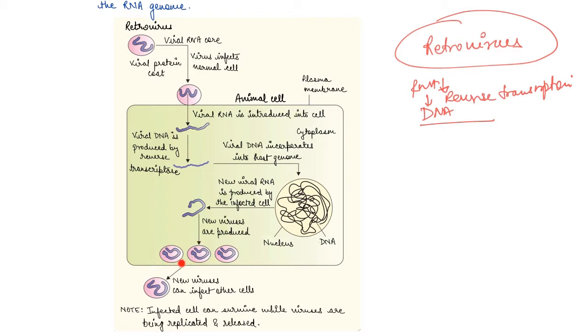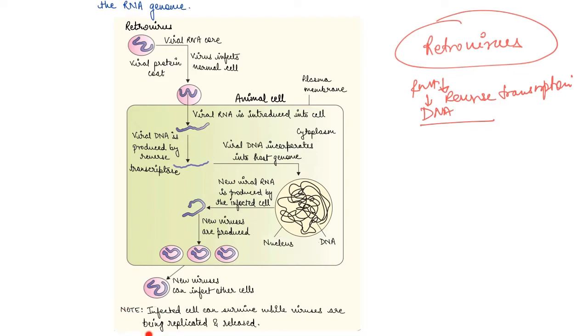And again, it goes outside the body and through sexual contact, through blood transfusion, from an infected mother to her child, this virus can infect other cells as well. Now, remember one thing, that infected cells can survive, right? While viruses are being replicated and released.